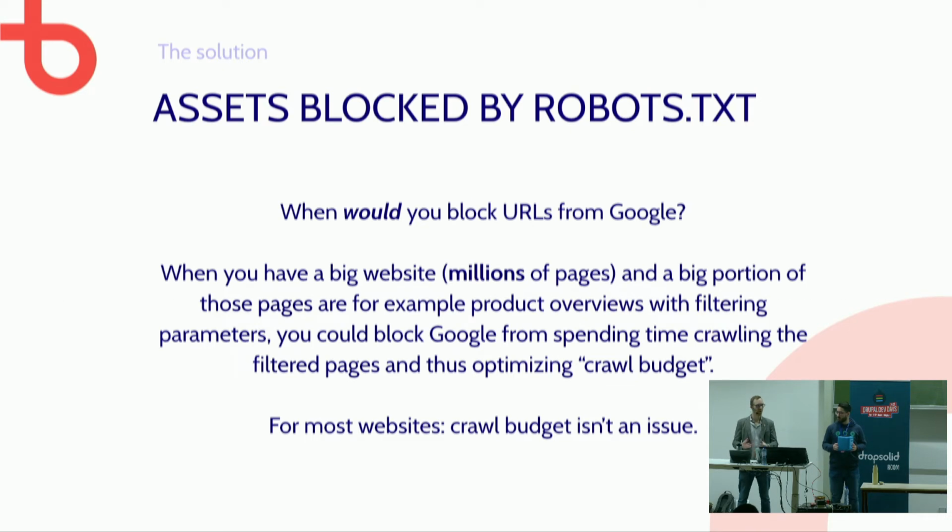And a big portion of those pages are, for example, product overviews with facet filtering, for example, an e-commerce store with a dozen or more categories to filter on. Well, then you might want to block Google from crawling all those filtered views because they enlarge your website in such a way that Google is mostly crawling those overviews with filtering parameters instead of the product pages, for example. So that could be a use case to actually disallow something in the robots.txt. But for most regular websites, this isn't an issue, and you should just allow everything and allow Google to crawl everything.